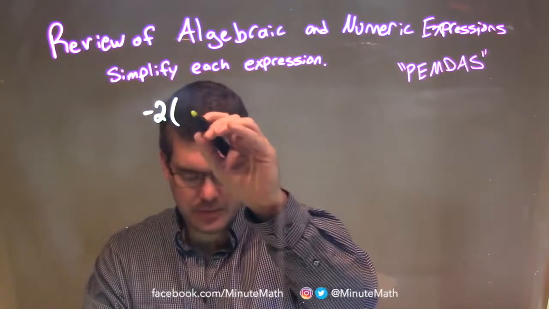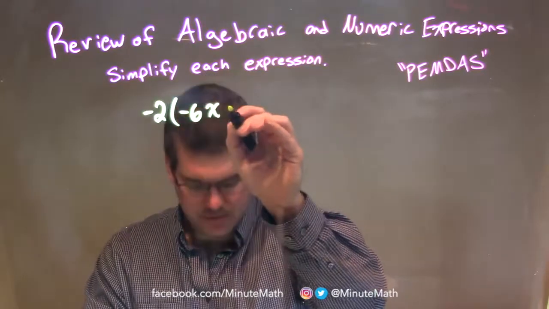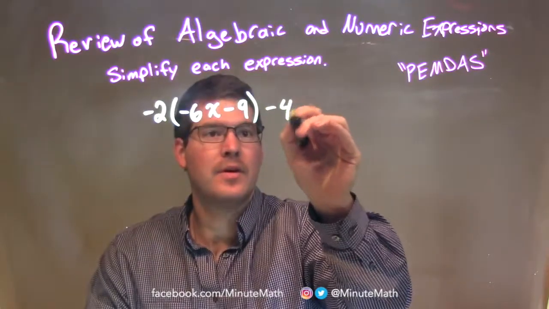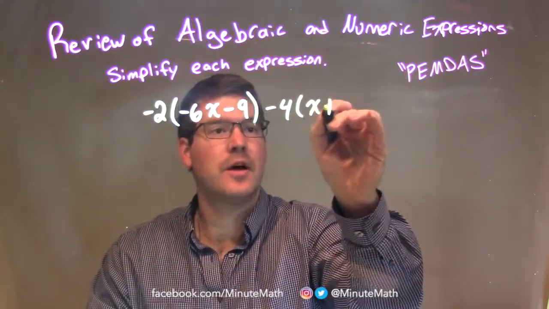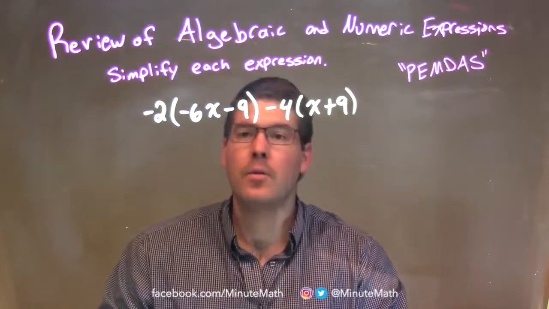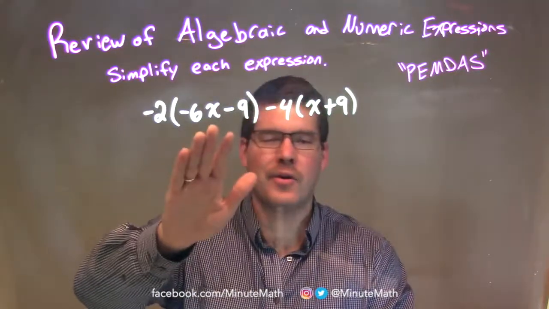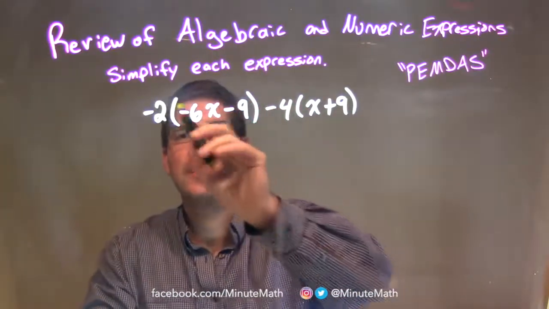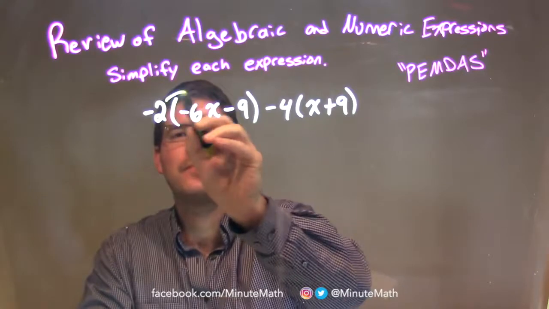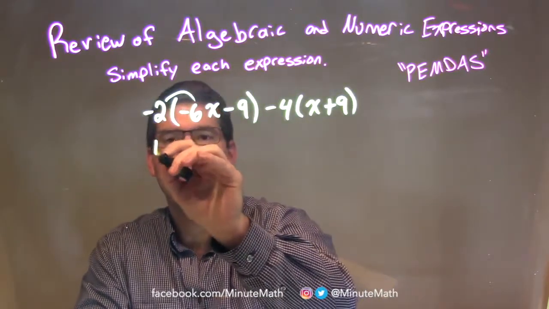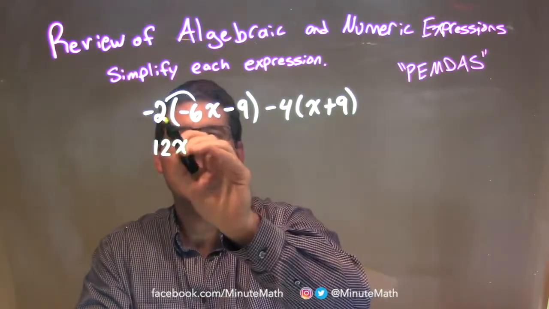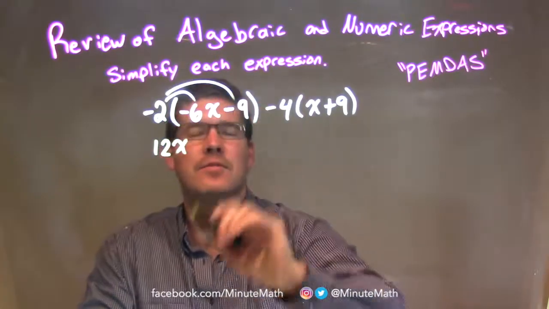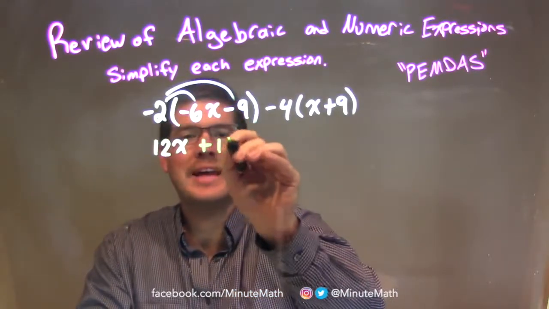Negative 2 times (negative 6x minus 9) minus 4 times (x plus 9). Well, inside each of these parentheses, there are no like terms. So we cannot combine anything within each parenthesis. So we need to distribute outside of it. The negative 2 times a minus 6 is a positive 12x. Right? So negative 2 times a negative 6x is a positive 12x. Negative times a negative is a positive. And negative 2 times a negative 9 is a positive 18.